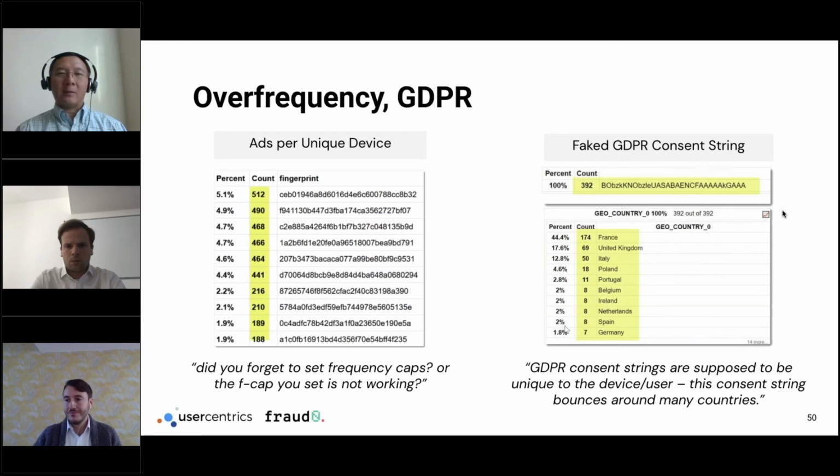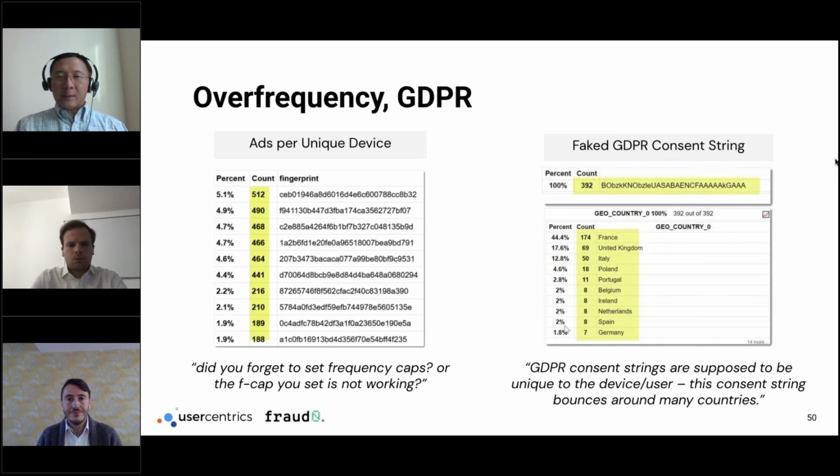So on the left-hand side, we see over frequency. Each of these fingerprints is a representation of a single device. So you can see the first one has 512 impressions loaded by that one device, then 490, 480, 460. That's a ton of ad impressions loaded by the same device. So in this case, that suggests, do you want all these ads to be shown to that particular user, or should you add frequency caps? These are clues that you can use.